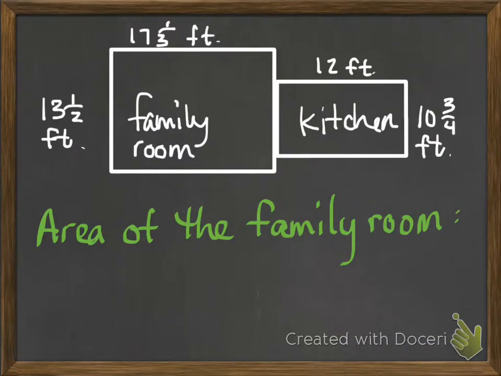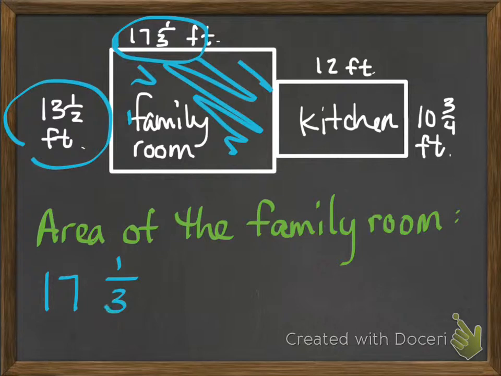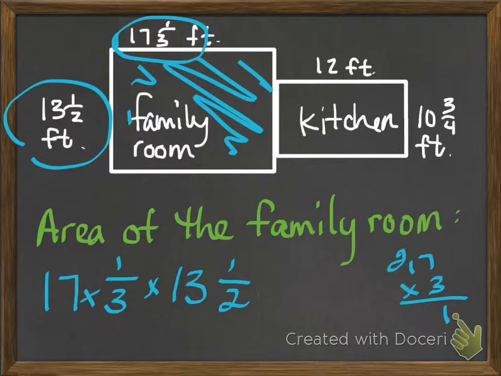So what's the area of the family room? That's the first part I'm going to do. So to find the area of just the family room, I have to multiply the length times the width. So I'm going to multiply 17 1/3 times 13 1/2. Before I can multiply, I need to change these mixed numbers into improper fractions. So 17 times 3, and I don't know that off the top of my head, so I'll multiply over here on the side. 3 times 7 is 21, carry the 2, 3, 4, 5. So 51, and then I'm going to add one more to it to get 52 thirds.